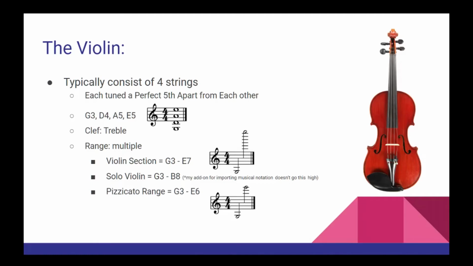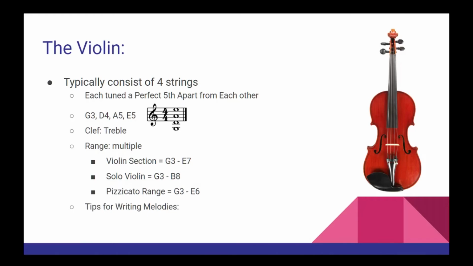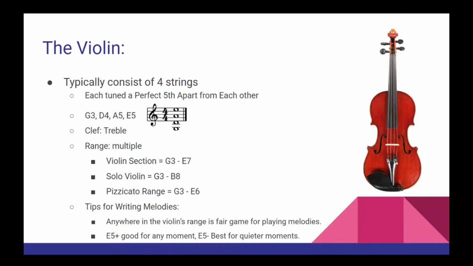So the last thing I'll say about the violin is that it, like all the other stringed instruments, is an excellent choice for presenting melodic material. You see, anywhere in the violin's range is fair game when you want to present a melody, with the one caveat being that anything played above the staff, so anything like E5 or higher, easily has enough power to be heard cutting through a full orchestra playing loudly together. While anything on the staff, or anything lower than E5, tends to have a little less carry power and work better with quieter, more intimate settings.